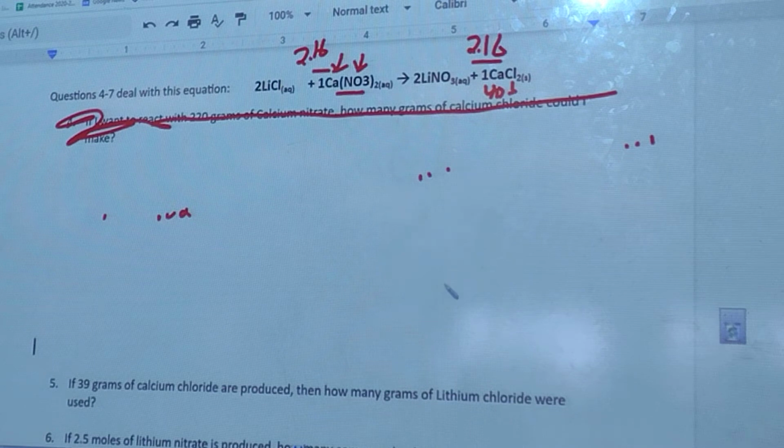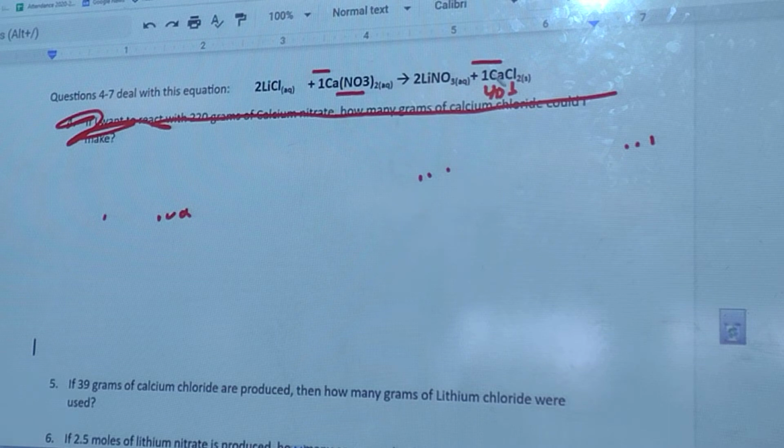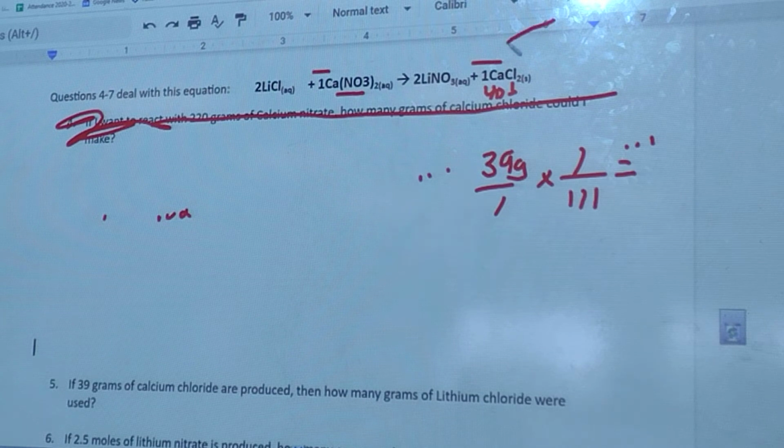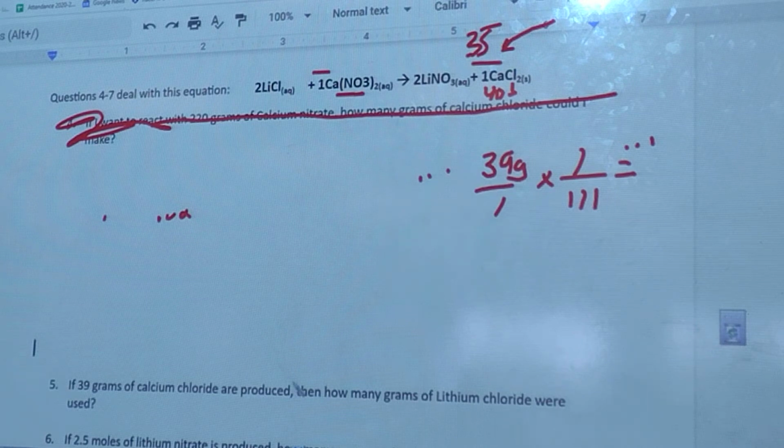I'm down here at number 5. If 39 grams of calcium chloride are produced, all right, so right here, 39 grams of calcium chloride. 39 grams over 1 times 1 over 111. We got to convert that to moles right there. 39 divided by 111 is 0.35. So 0.35 is to 1. How many grams of lithium chloride were used?